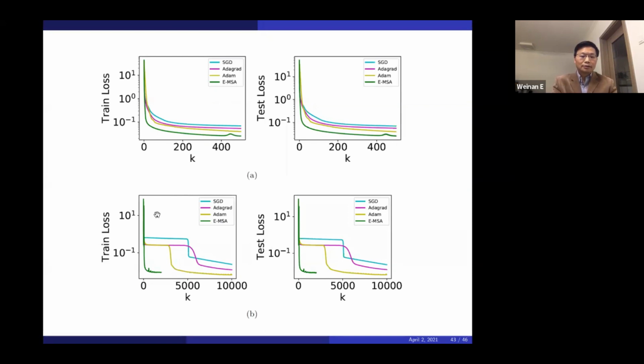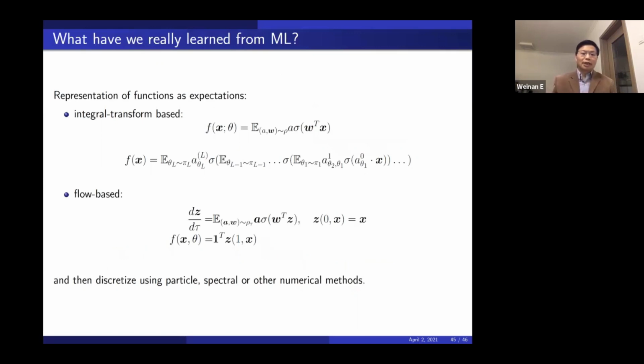These are two different sets of tests. This one has a nice initial condition. This one has a bad initial condition, meaning that the variance is big. You can see that the algorithm based on the maximum principle converges much faster than stochastic gradient descent. Okay, so this is what I want to say. I think if you want to ask the question, what do we really learn from machine learning?